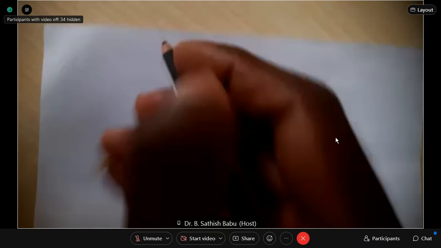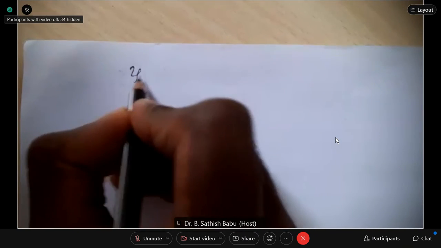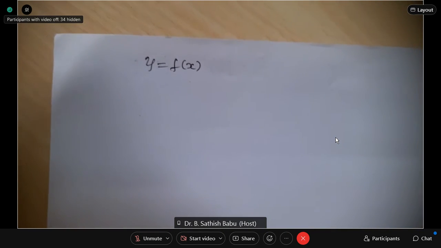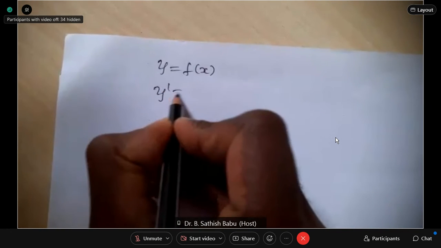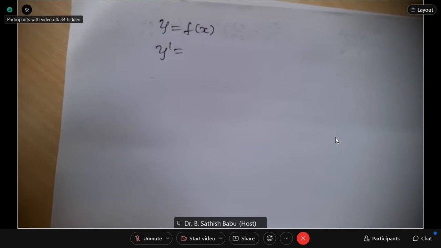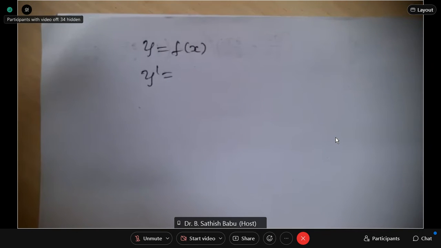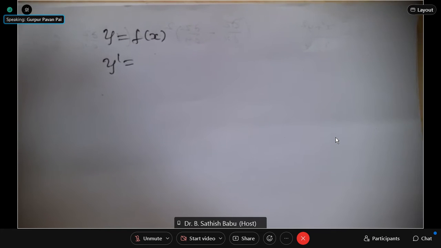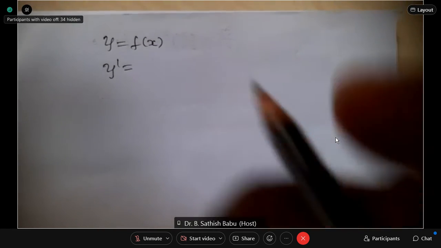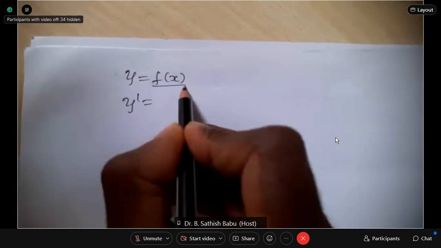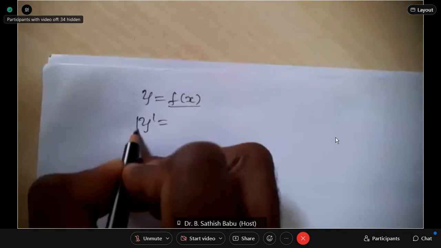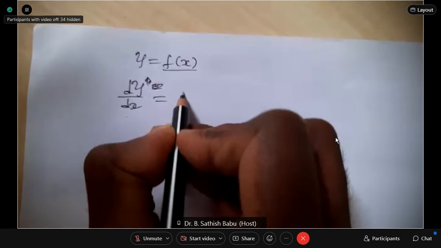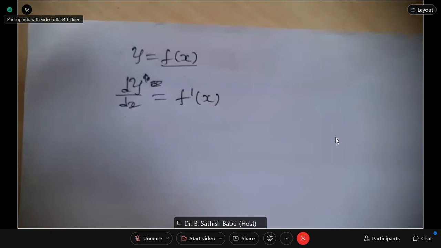Next. Assume that you have a single variable, y is equal to f of x. Suppose if I differentiate this with respect to x, what will happen? Can you see the screen properly, or is there any problem? Yes, sir, we can see properly. No problem, sir. Okay. Y dash, suppose if you have f of x, what will happen to dy by dx? Will it just become f dash of x, something like this?